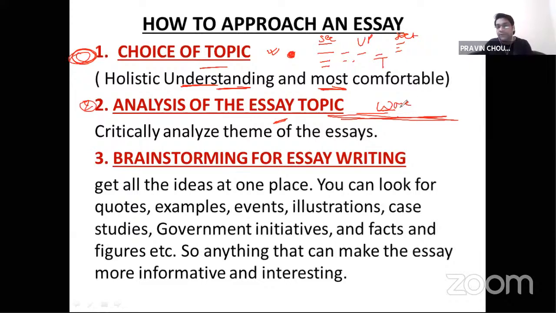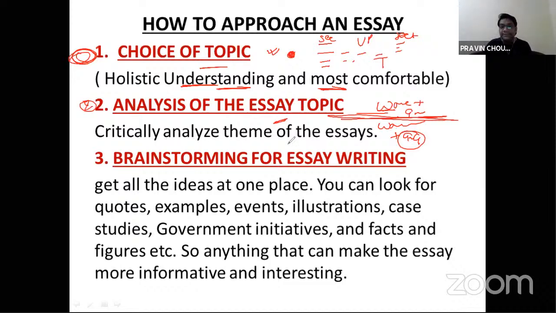Women empowerment is one keyword, and along with it they may give you inclusive growth. If you want to implement inclusive growth properly in our country, we have to empower our women. So inclusive growth and women empowerment are two important keywords here. Then you have to analyze and think whether you have good content about women empowerment along with inclusive growth, and how you can link them. So the analysis of the essay topic is very, very important.